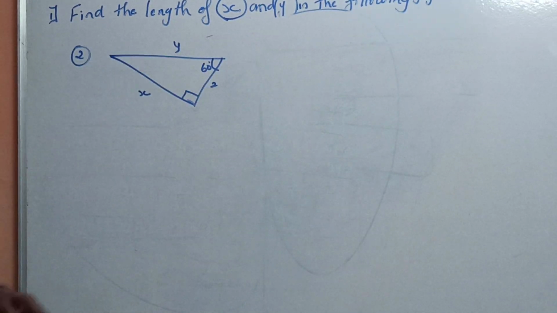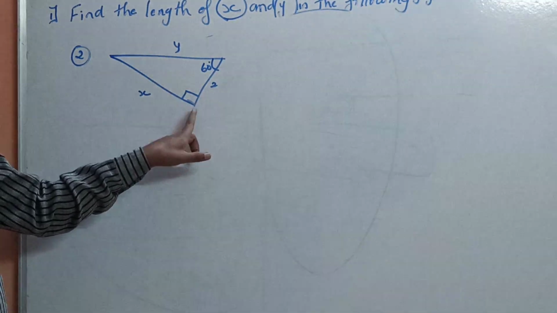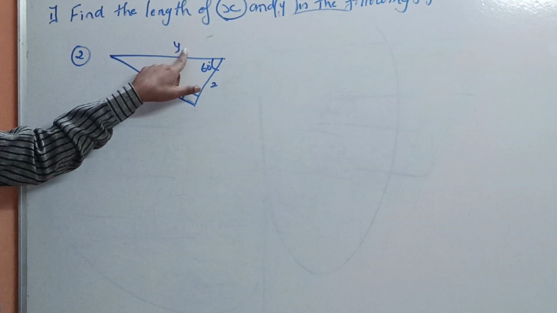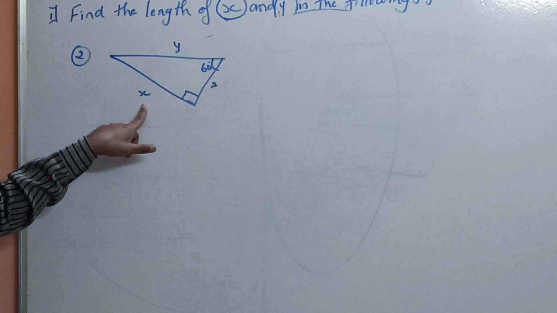Now the second question. You know the diagram. This is a right angle triangle. This sign states that it is 90 degree. So hypotenuse is y. This is 60 degree angle. This is 2 and this is x.